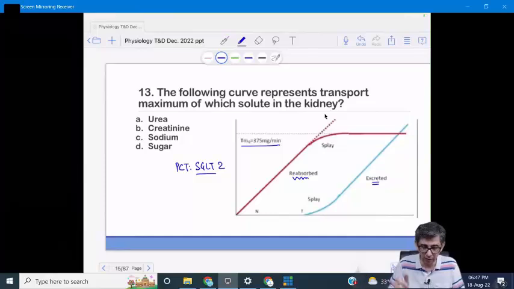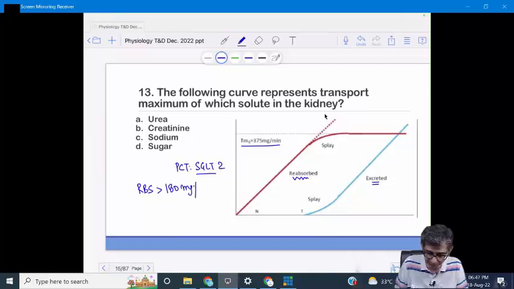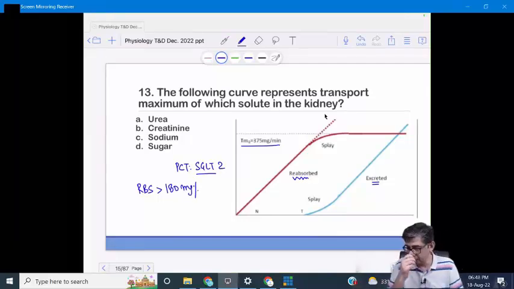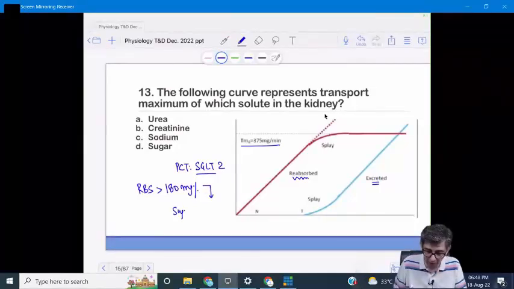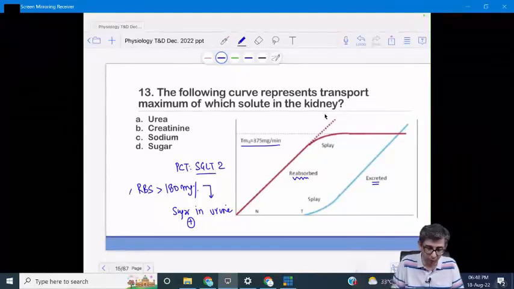But if random blood sugar is more than 180, like the person was given steroids or the person is eating too much carbohydrate rich food in excess amount, then you could have sugar coming in the urine. Sugar would be positive in the urine in that particular scenario, where the random blood sugar of the patient is grossly elevated. But before this, usually we don't get sugar.